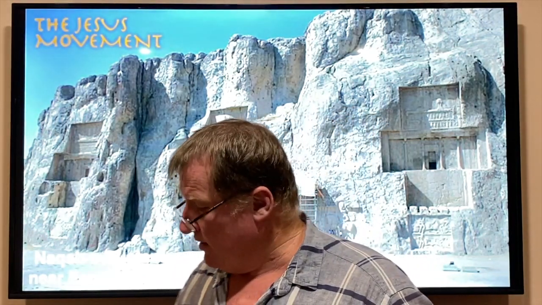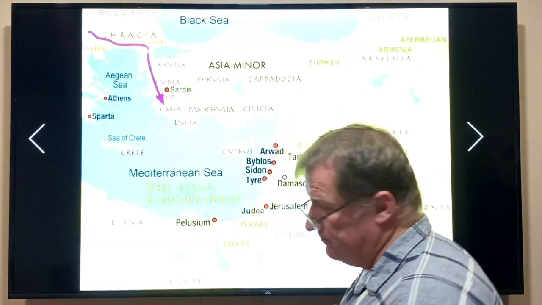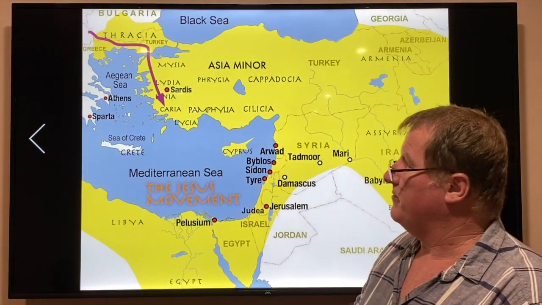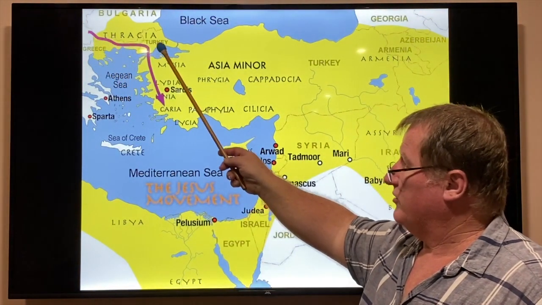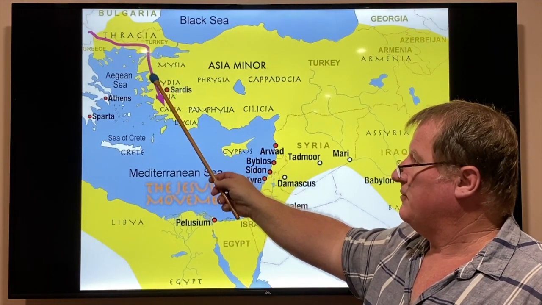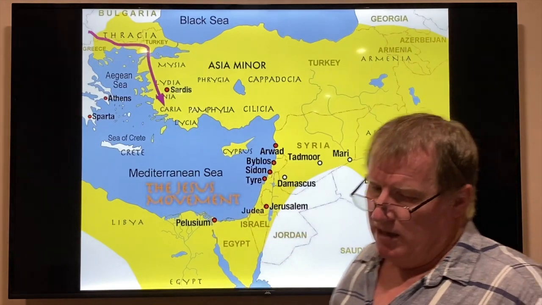Successfully recapturing numerous cities, they were making their way through the southwestern province of Caria. So I'll just pop this up on the map. So they came across, so here's Macedon over here. So they came across the Hellespont, which is the Dardanelles, or where Gallipoli was. And then they came down here to Caria.